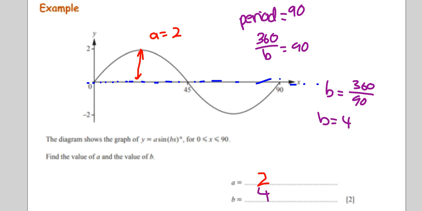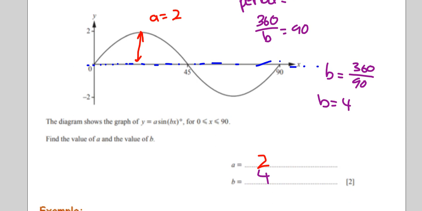So as I said, the most common boo-boo is people thinking that the period is the value of b. But the period is not the value of b. It informs you of the horizontal stretch, because it's related to the reciprocal of b.